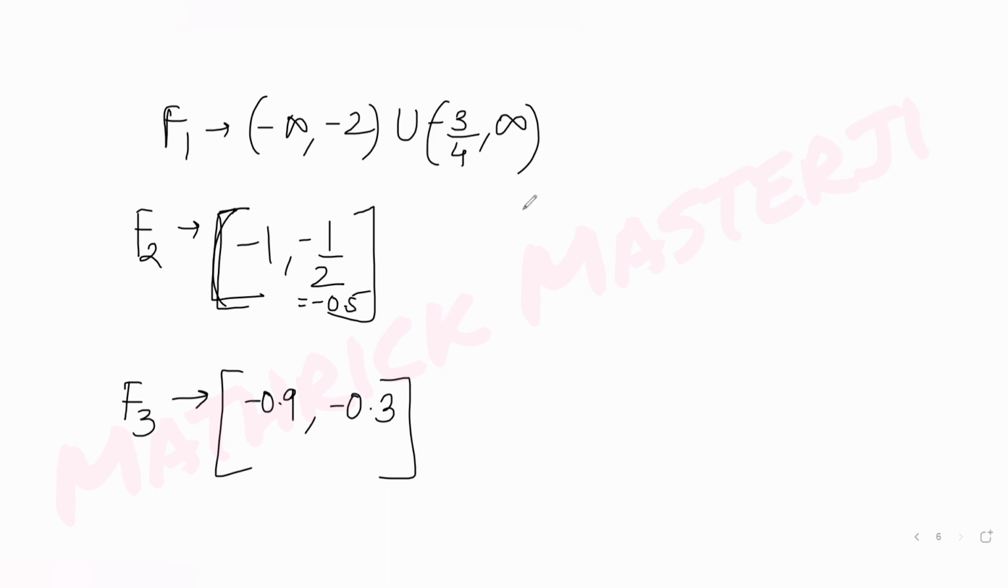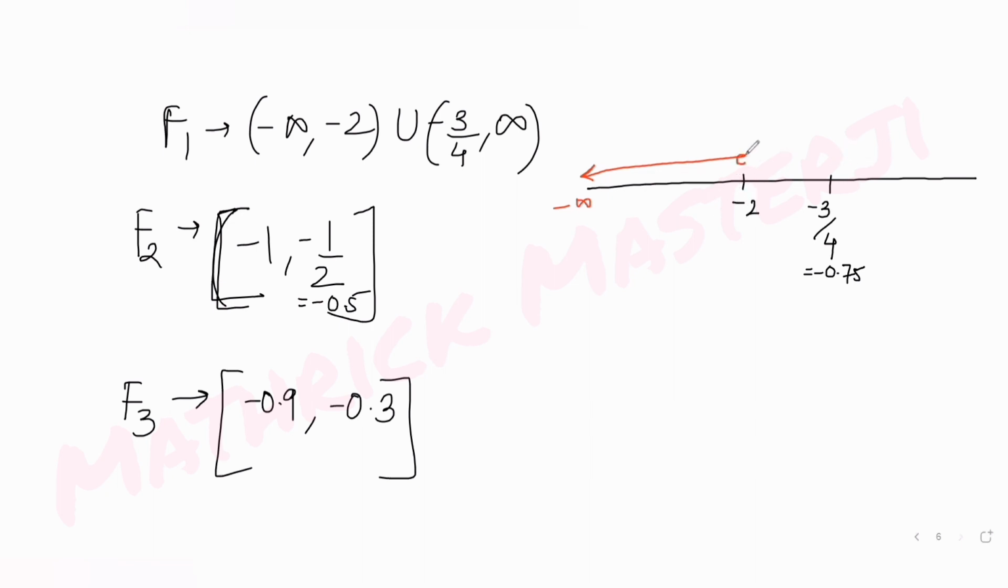Now, once I have this, I need to find the intersection of the domains of the three functions. So I just need to find the intersection of these three solution sets that we have for the entire function f of x. So if I draw it on the number line, let's draw it. Minus 3 over 4 is nothing but minus 0.75. So from the first part of the function, it goes from minus 2 till minus infinity, does not include minus 2, all the values less than minus 2.